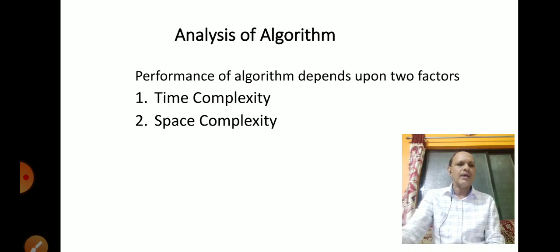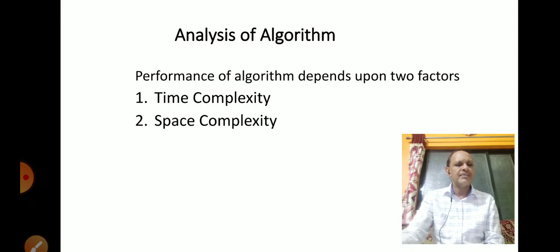We have to identify the active operations or the active instructions in the programs. That means we only consider such instructions which take some execution time. Operations like assignments, declarations, and comment lines are not considered as active operations and are not used for calculating the time complexity. So here is one more term that you should know, the frequency count.